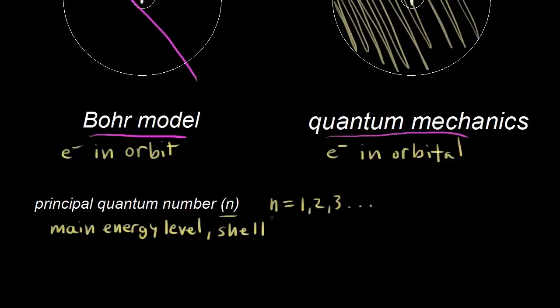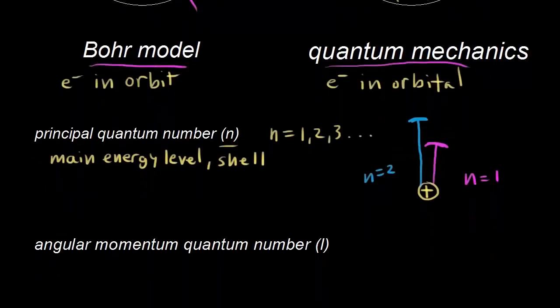As n increases, the average distance of the electron from the nucleus increases, and therefore so does the energy. So for example, if this was our nucleus right here, and let's talk about n is equal to 1. So for n is equal to 1, let's say the average distance from the nucleus is right about here. Let's compare that with n is equal to 2. n is equal to 2 means a higher energy level, so on average, the electron is further away from the nucleus and has a higher energy associated with it. So that's the idea of the principal quantum number. You're thinking about energy levels or shells, and you're also thinking about average distance from the nucleus.